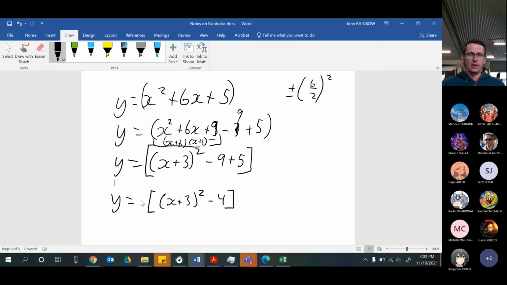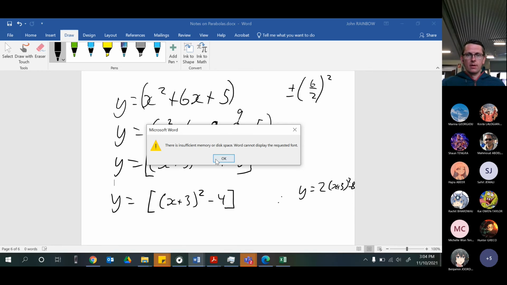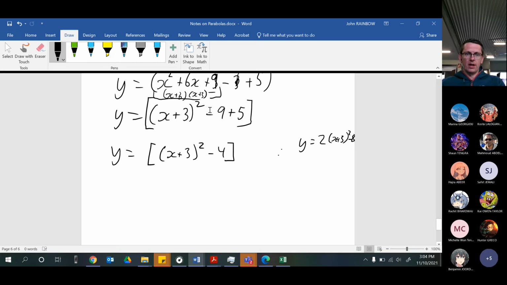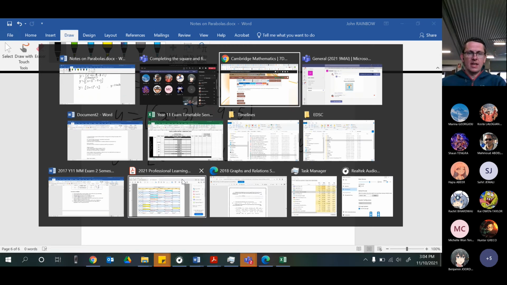If it did have a 2 at the front, it would turn into y equals 2 times x plus 3 all squared minus 8, but it doesn't have that. So the first thing you always do is take out the factor of whatever this is, and you've got to take it out from each of them. From here, I now know my turning point, where it is and what it's going to look like, and I can find out everything else from there. So that's how we complete the square.